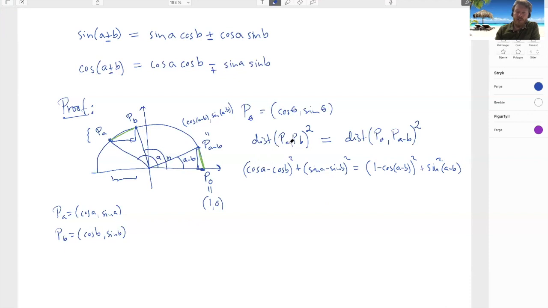So now I've expressed the distance between these two points to the square and the distance between these two points to the square. So that's the length of this thing here to the square is equal to the length of that thing there to the square.